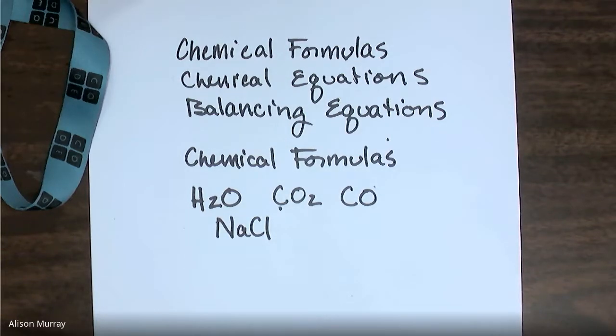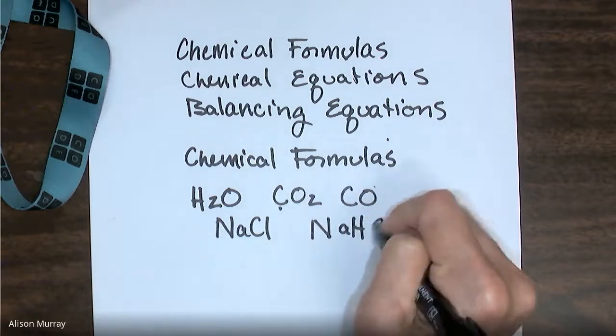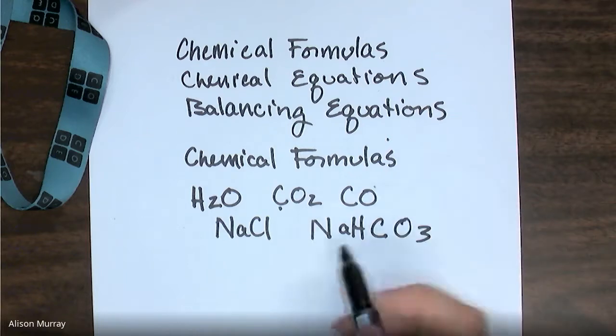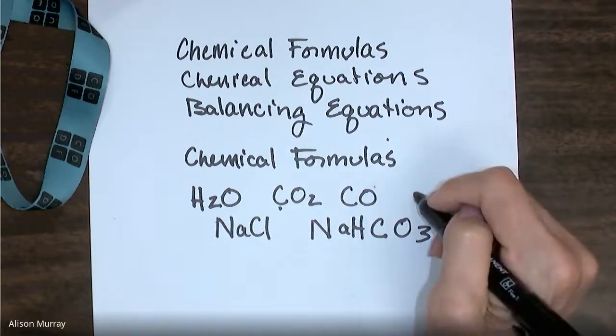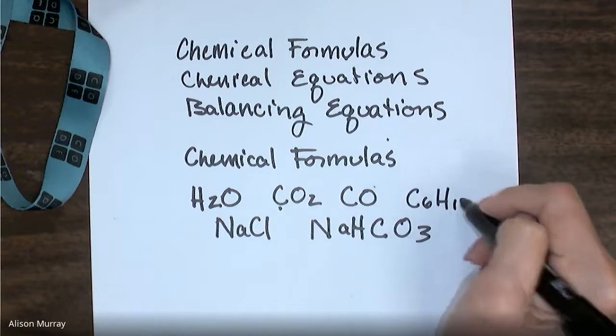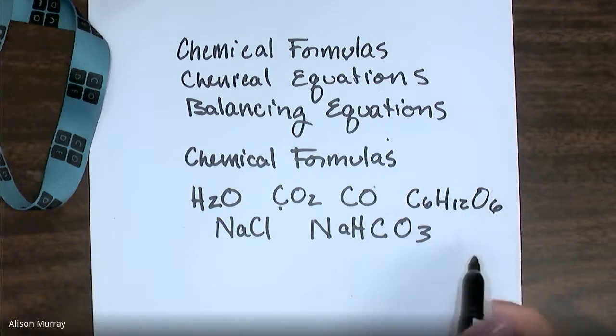Now, some of them can be a whole lot longer than that, but they work the same way. So here's one that's longer. So it's got a sodium, a hydrogen, a carbon, and 3 oxygens. Okay, how about, it's got 6 carbons, 12 hydrogens, and 6 oxygens. Okay, but these are all chemical formulas. They just tell you how many of each element or atom.